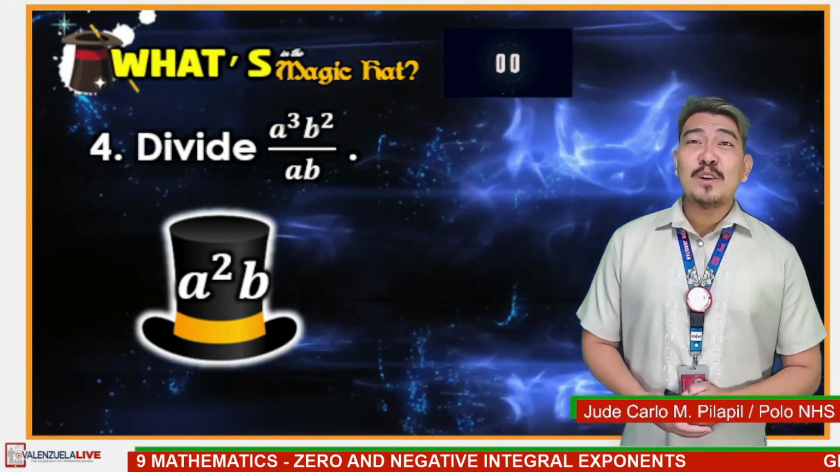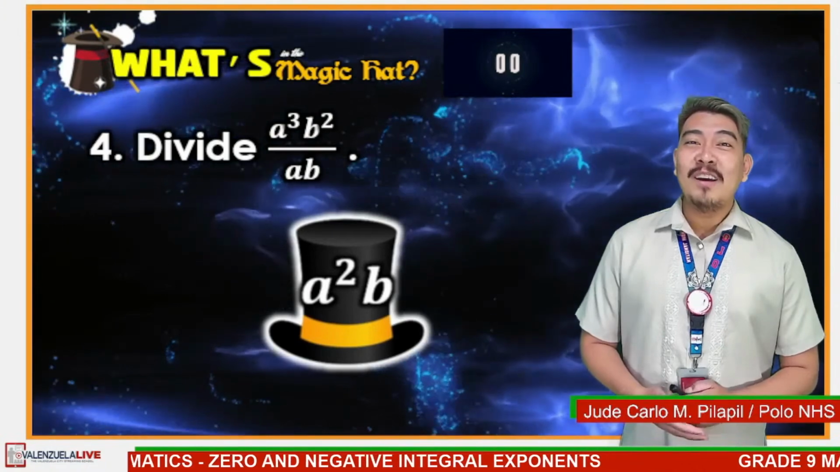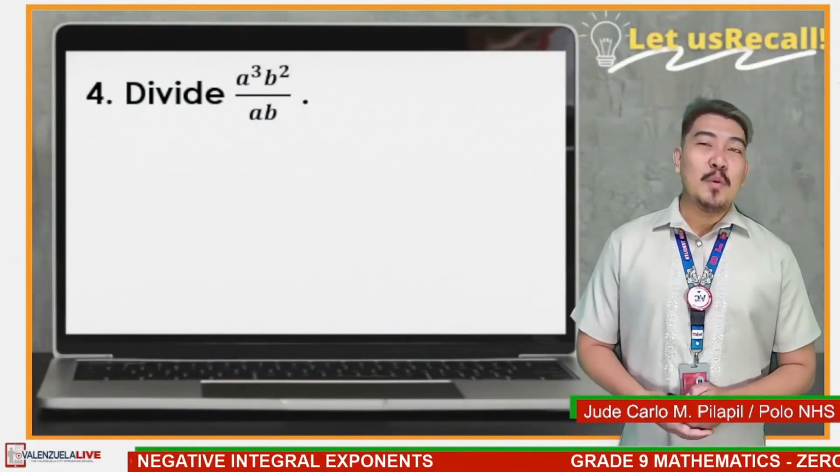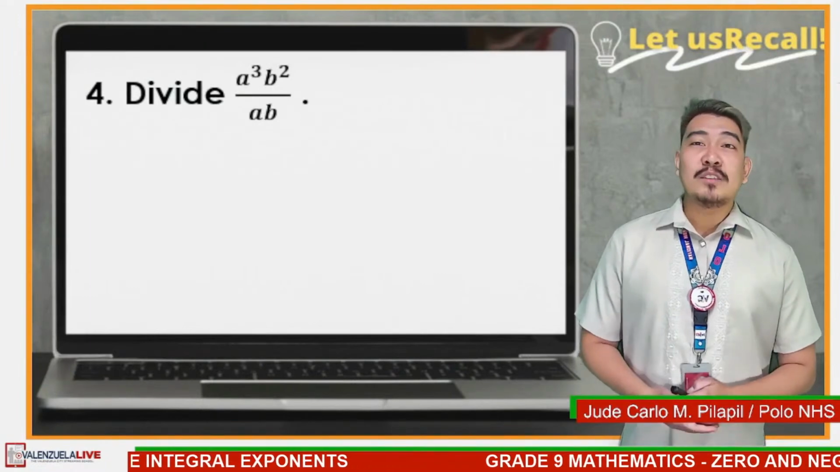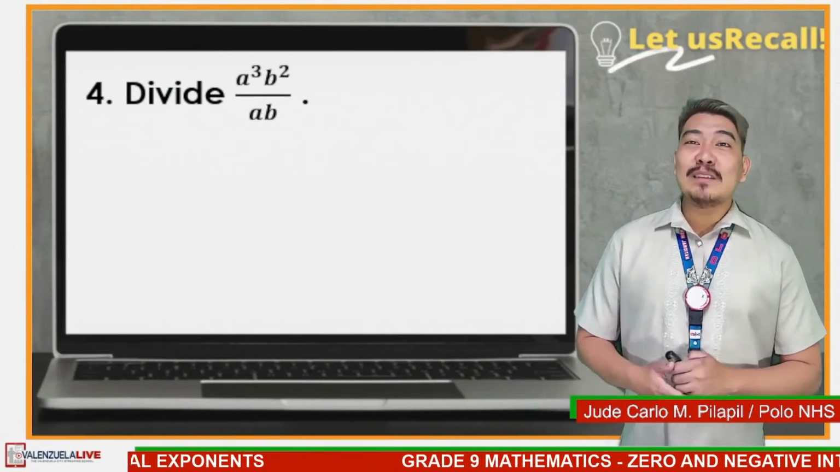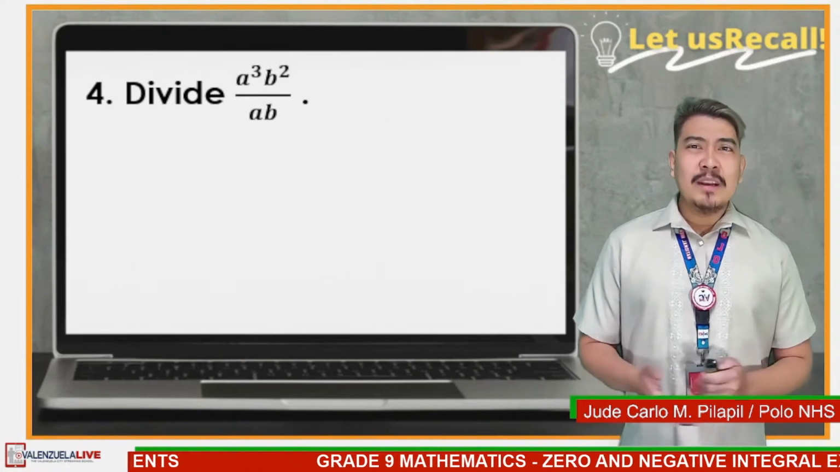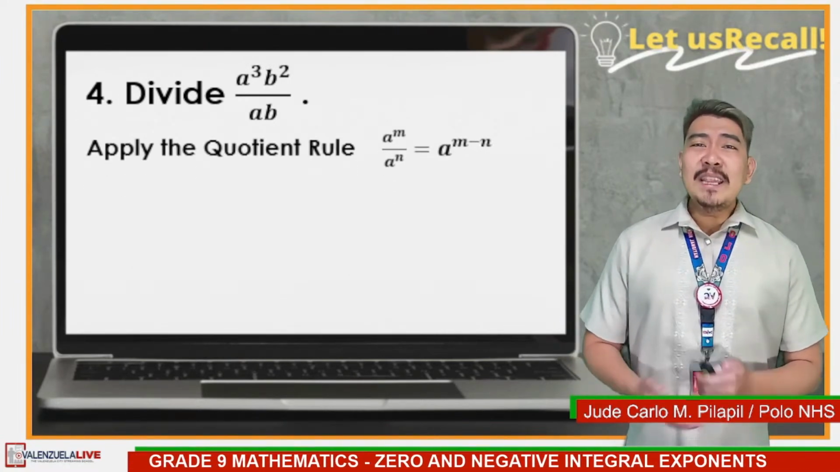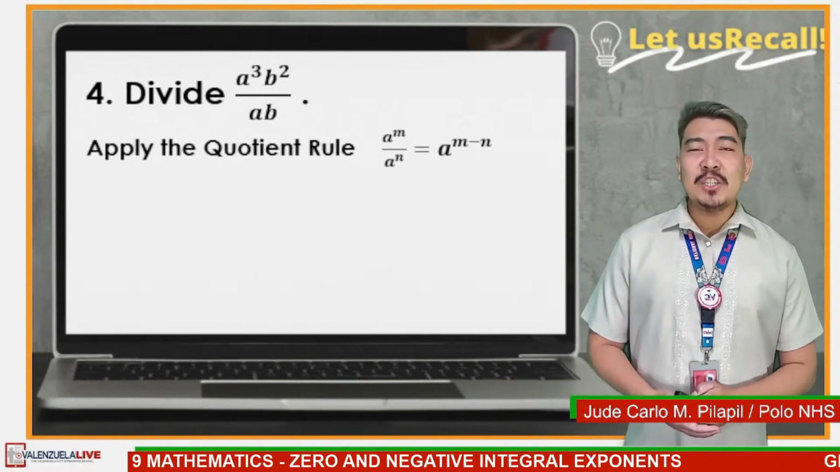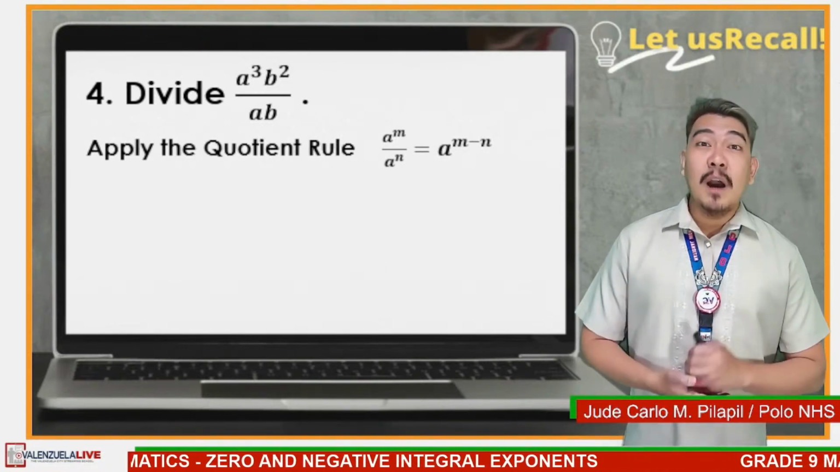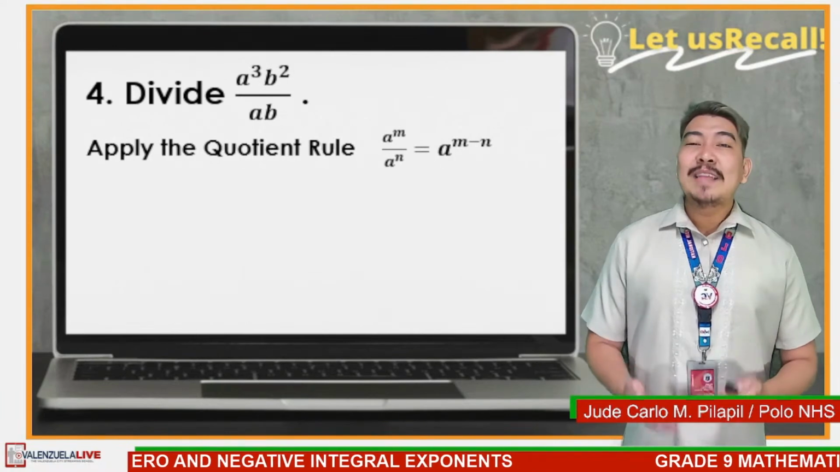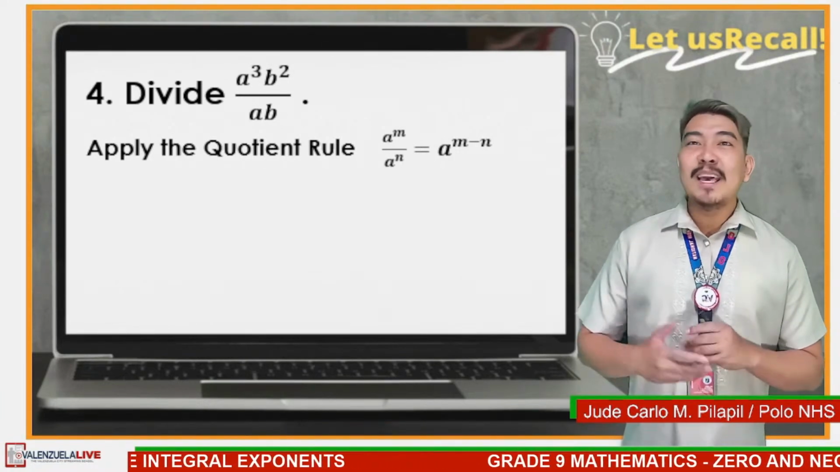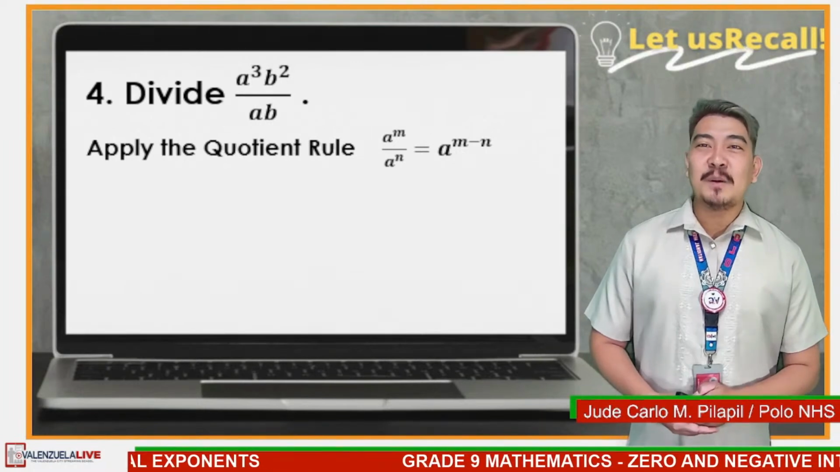If you answered orange, you are great. We can use the expanded form or the rules or laws of exponents in answering this question. But in our case, let us apply the quotient rule. So in dividing exponential expressions with the same base, we copy the common base, then subtract the exponent of the numerator by the exponent of the denominator.